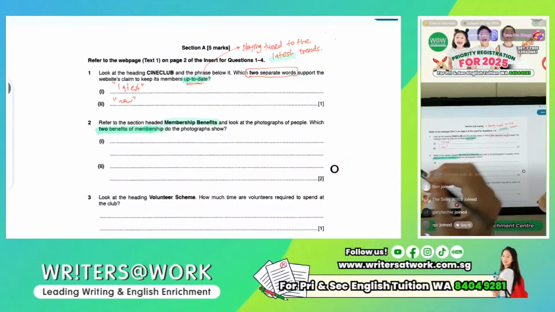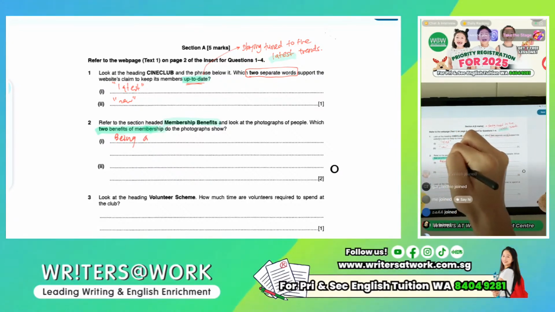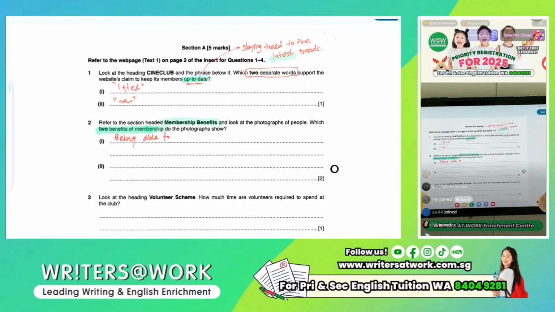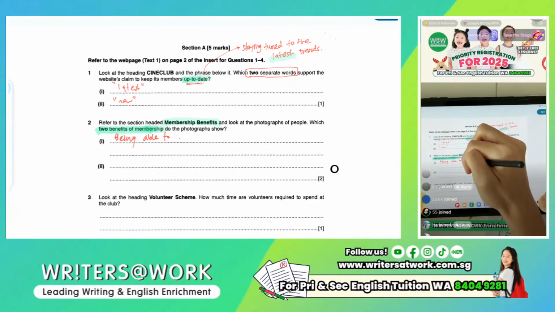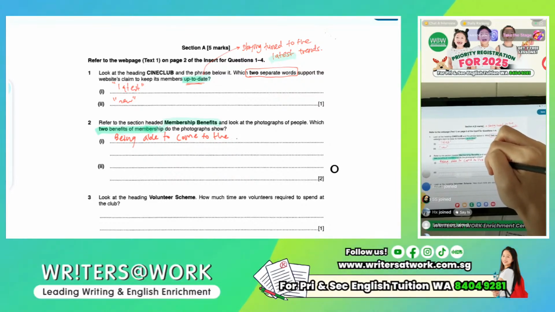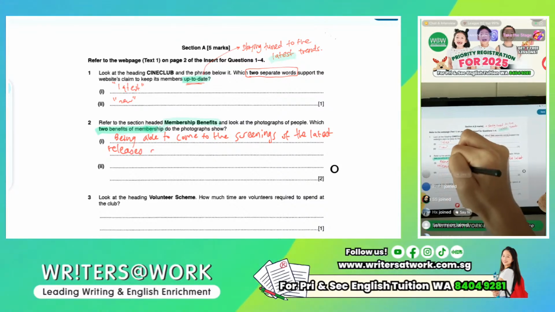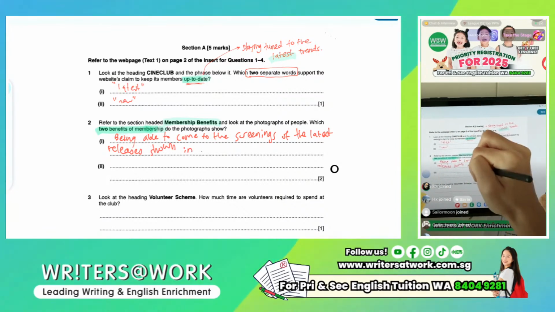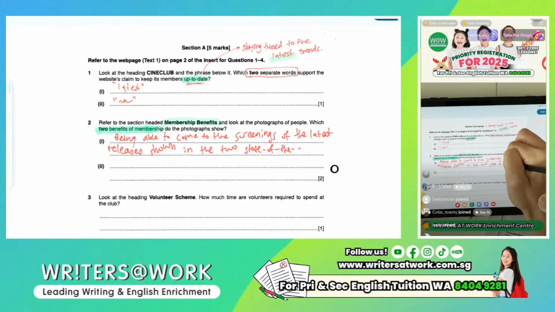Okay. So the first idea would be being able to come to the screenings of the latest releases shown in the two state of the art cinemas.